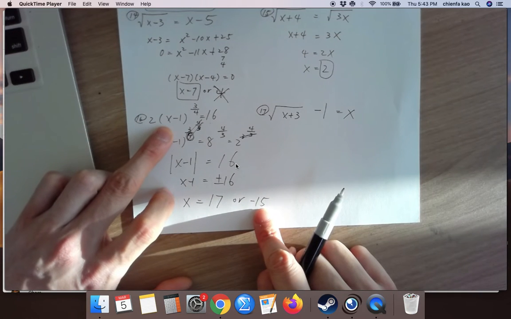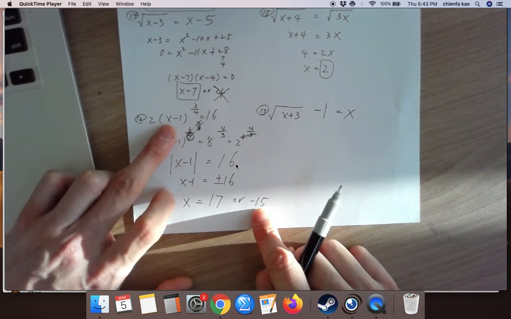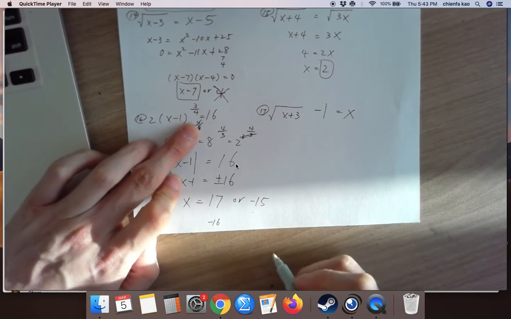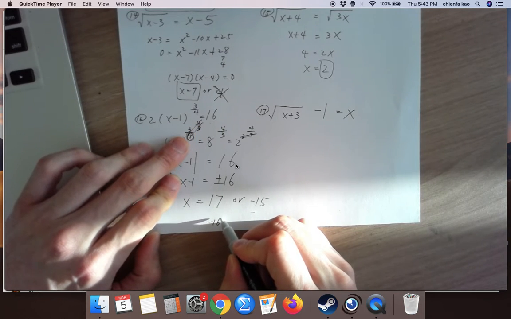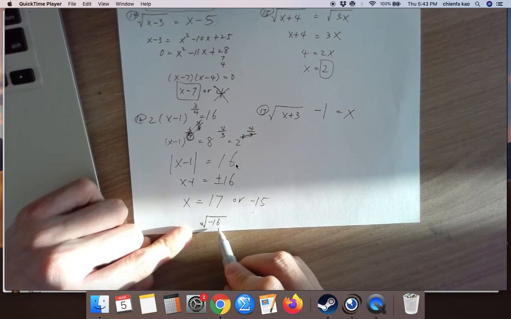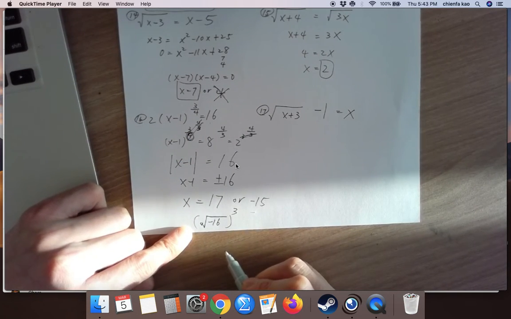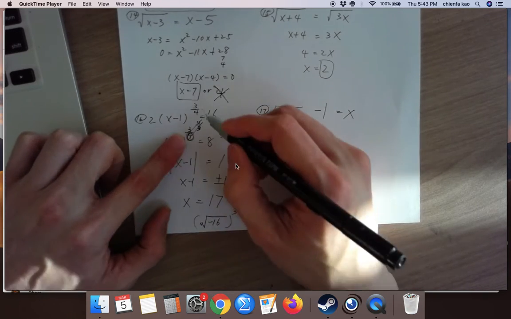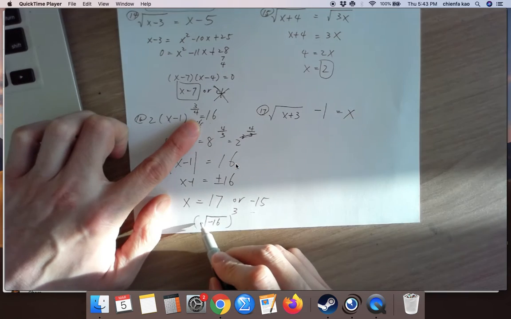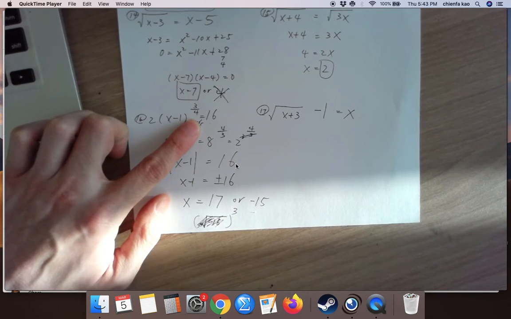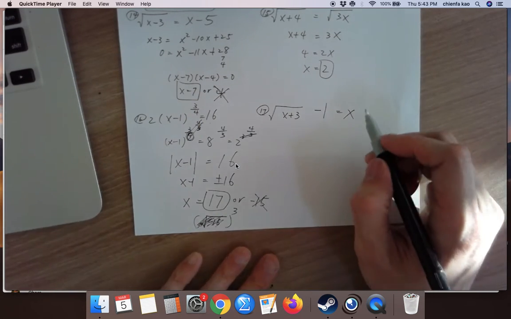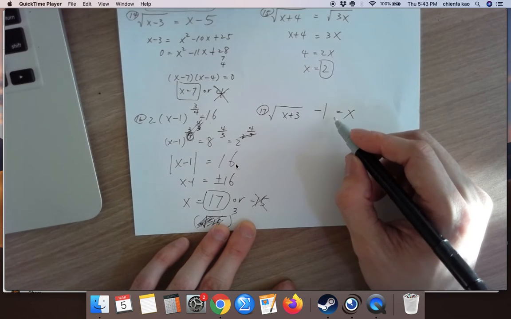Make sure you plug it back in. Negative 15 minus 1 is negative 16. Negative 16 to the 3 over 4th power. So that means that it has to be a quartic root, and then to the 3rd power. That's what the original function is. 4th root, and then to the 3rd power. However, this is not okay. You can't do a 4th root of a negative number. So hence, this is the answer. This is not the answer. Okay? All right, last one for this video.